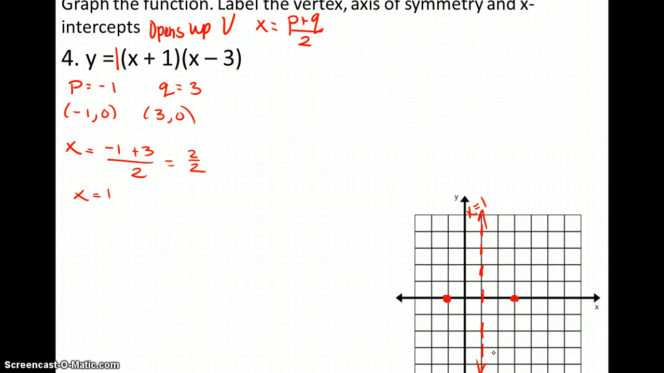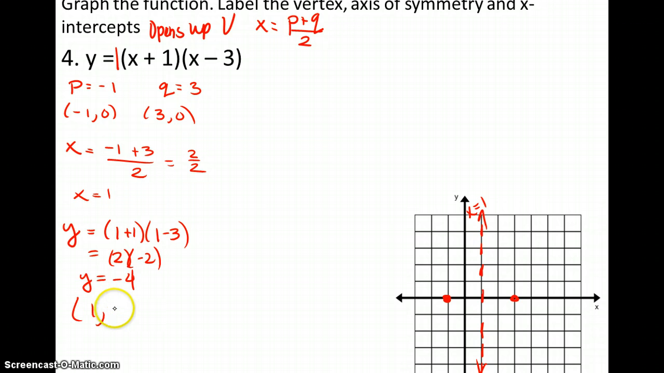So I need the vertex also. So the same way that we've done before, in order to get the y part of that, I'm going to plug it in. So I'm going to have 1 plus 1 times 1 minus 3. And then we have 2 times negative 2, which gives me negative 4. So my vertex is 1, negative 4. I'm in good shape right now. Oh, I don't know why I just did that. We knew the vertex. No, we didn't. No, I'm just kidding. 1, negative 1, 2, 3, 4. Just had a moment there. And I'm going to label that 1, negative 4. This is a good look for us. We have 3 of the 5 points that we need right now without doing too much work.